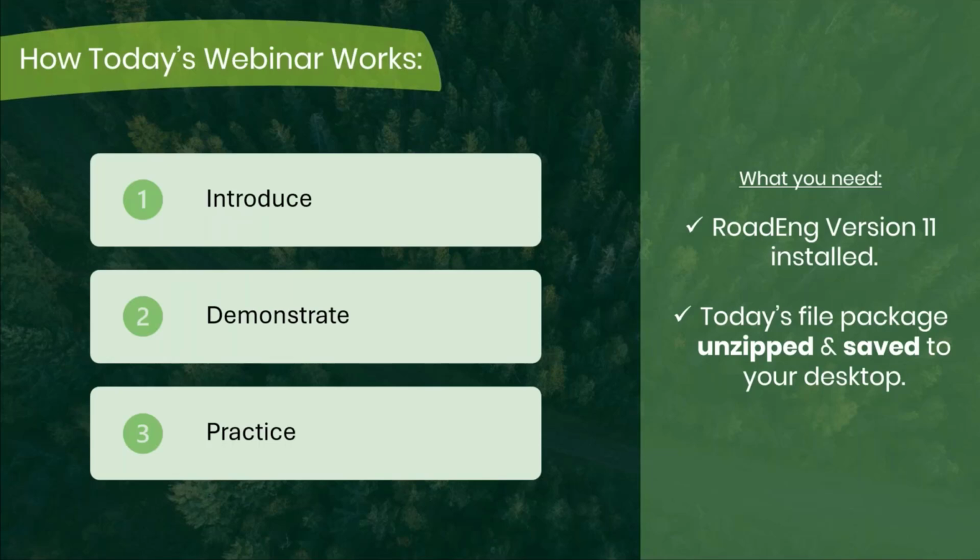So what you're going to need for today's webinar, first off, you are going to need RoadEng version 11 installed and ready to go on your computer. I did send a link to all of our participants yesterday with a link to the file package we're going to be using. So if you haven't had a chance to download that, check your email. There should be one from myself, Erin Wozni, and that file package is what we're going to be working with today in the webinar and encouraging you to follow along.